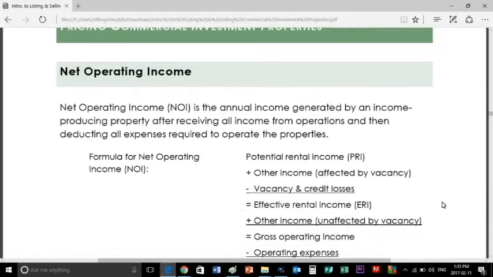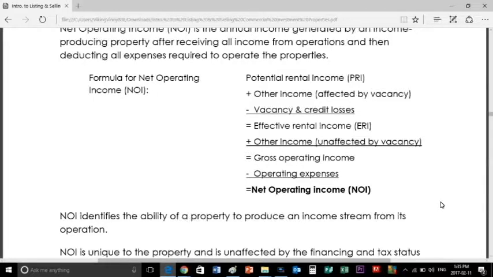So here is the formula for net operating income, NOI. We have potential rental income, PRI, plus other income affected by vacancy, minus the vacancy and credit losses. This equals the effective rental income, the ERI, plus other income unaffected by vacancy, which equals the gross operating income. And that is minus the operating expenses. This equals the net operating income, the NOI.